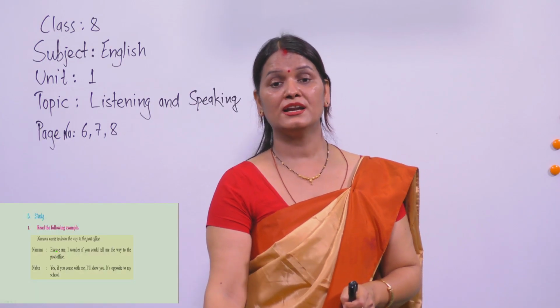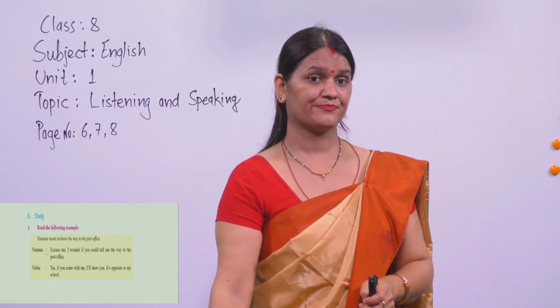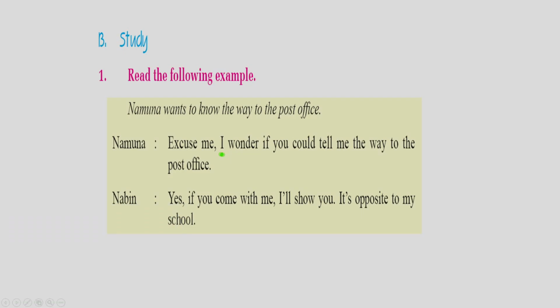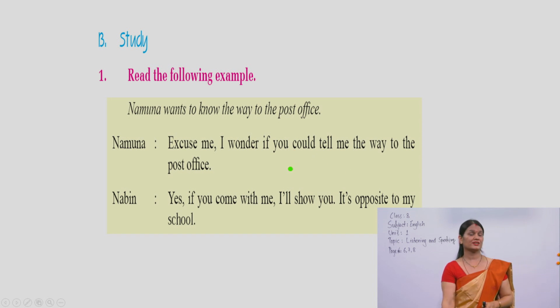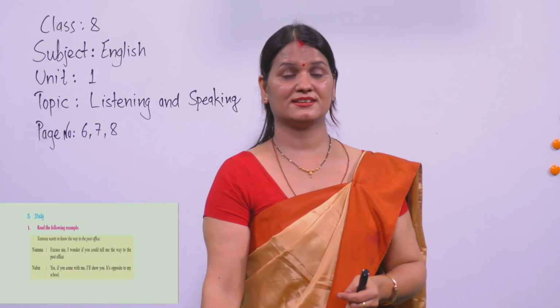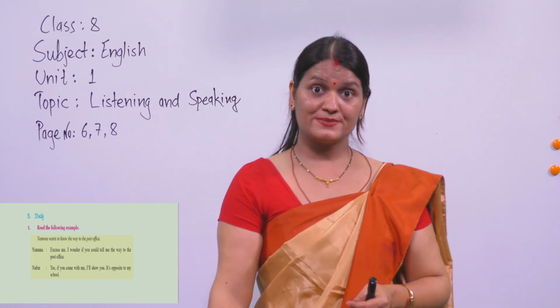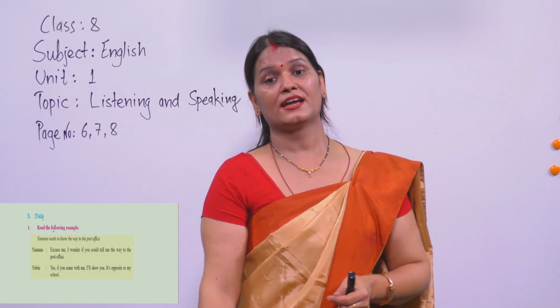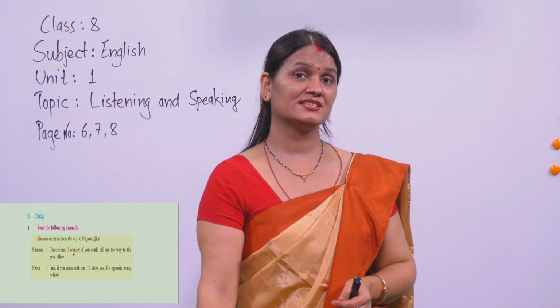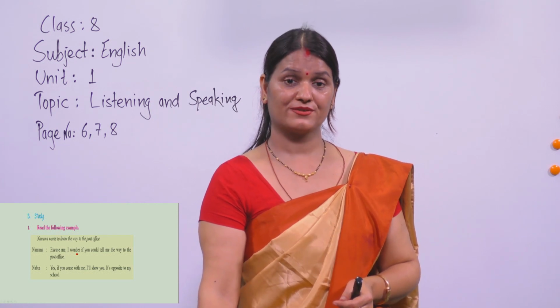We are discussing asking and giving directions today. One example of asking for direction is here: excuse me, I wonder if you could tell me the way to the post office. While asking someone for information, we should not forget to use polite expressions. If you do not use polite expressions, it sounds rude in English. So always try to use polite expressions like excuse me, pardon me, thank you, it's my pleasure, would you mind, I wonder if you, I would appreciate it. If you use these kinds of expressions while asking for information, you sound very polite. You should not forget about it.